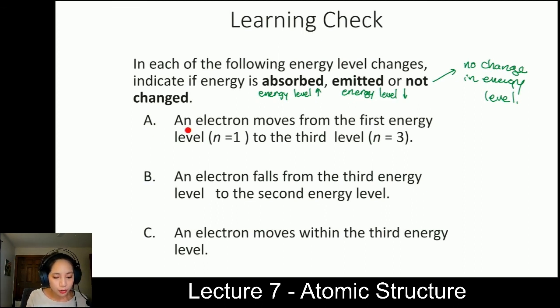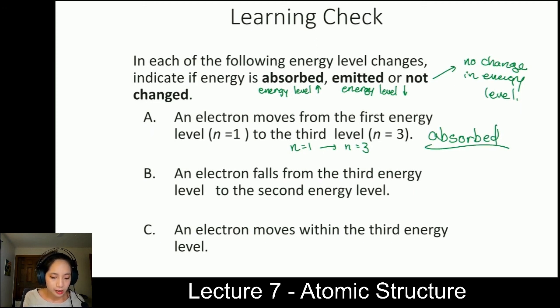All right, so the first one. An electron moves from the first energy level, n equals 1, to the third energy level, n equals 3. So we're going from n equals 1 to n equals 3. So since we're increasing our energy level from 1 to 3, this would be absorption. That energy or light is absorbed.